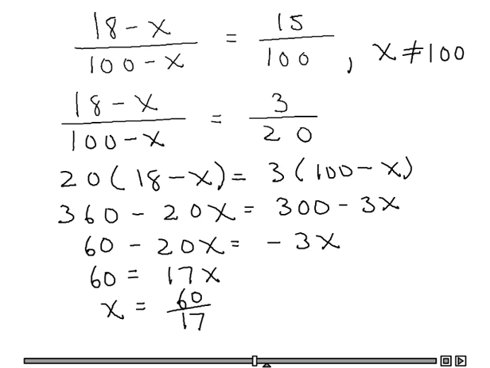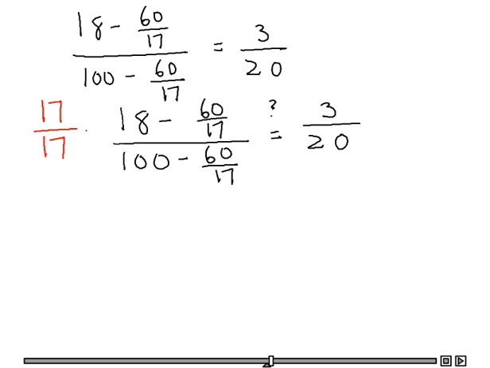Now let's next check this in the original equation, and it'll be a good review of how we might simplify a complex fraction. A convenient way to simplify a complex fraction like we have in the first step here, the 18 minus 60 divided by 17, all over 100 minus 60 divided by 17, would be to multiply the numerator and denominator by the lowest common denominator of all the fractions that we see. In this case, that would be 17.